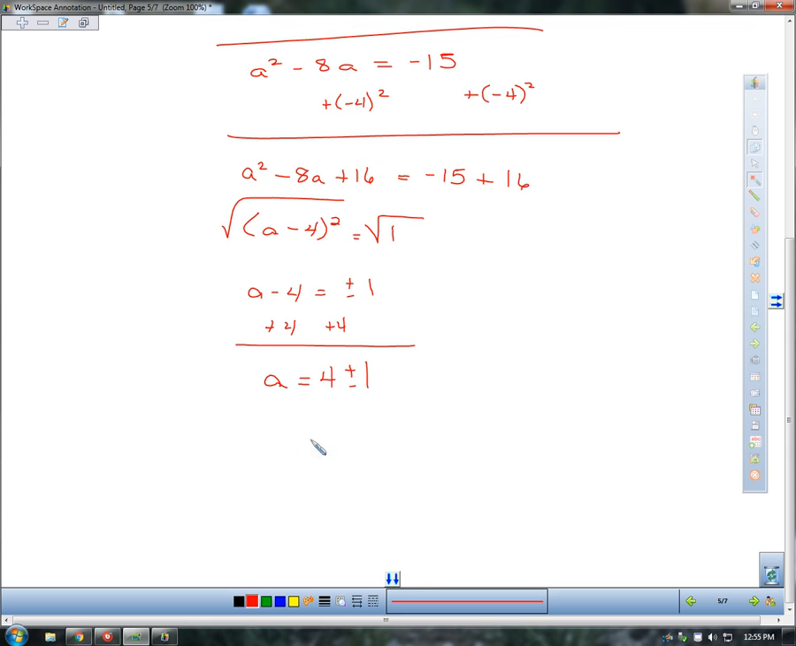So to get my two actual solutions, I run both ways. I'm going to say 4 plus 1 is 5, so a equals 5, and 4 minus 1 is 3, so a also equals 3.